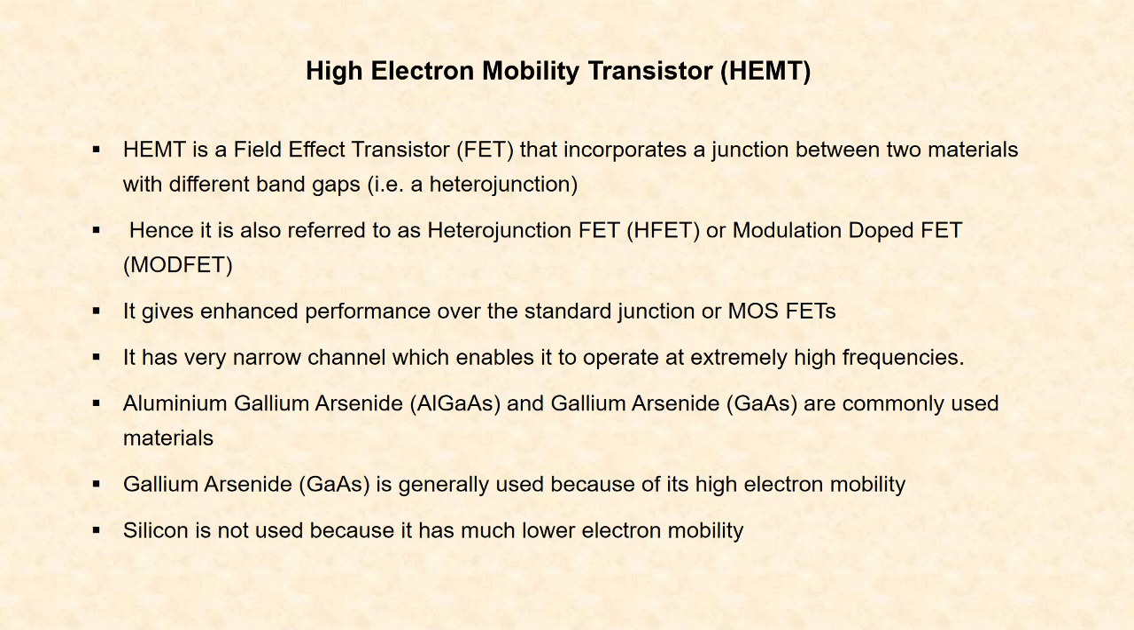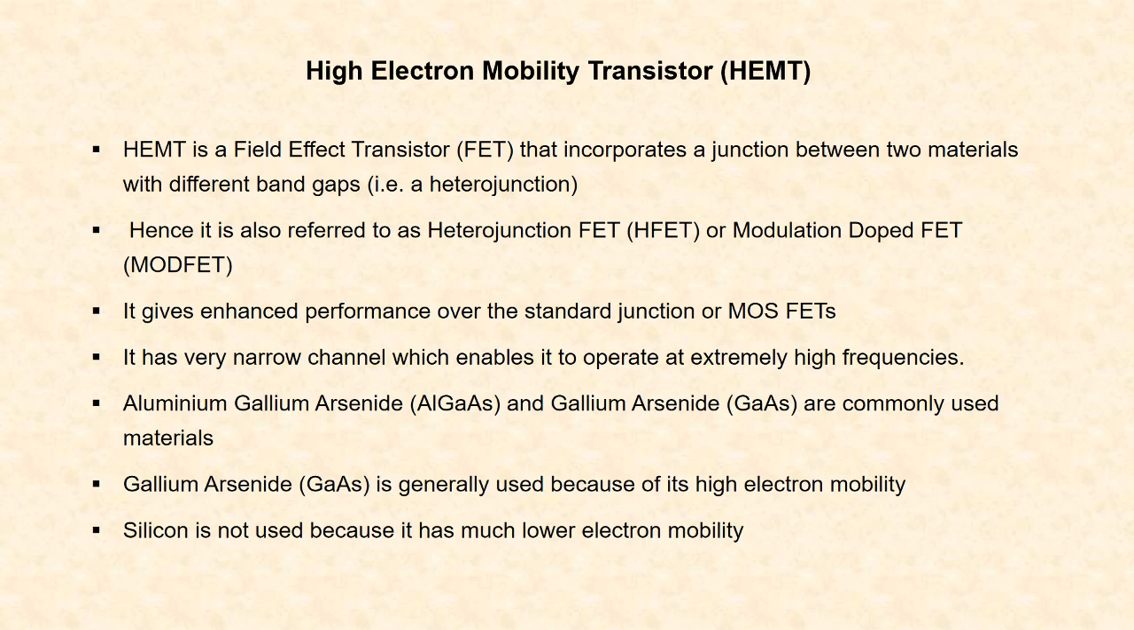HEMT, high electron mobility transistor, is a type of field effect transistor. It has a PN junction between two dissimilar materials or materials with different band gaps, that is heterojunction. Hence it is also called as heterojunction field effect transistor or modulation doped field effect transistor. This HEMT gives enhanced performance over other standard junction or MOS field effect transistors.